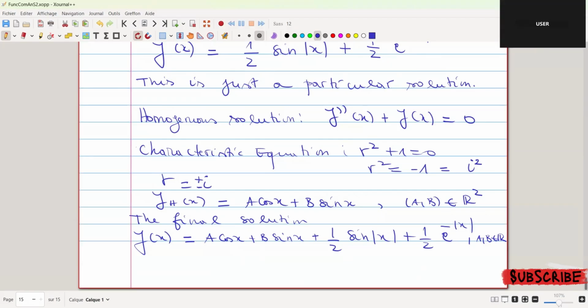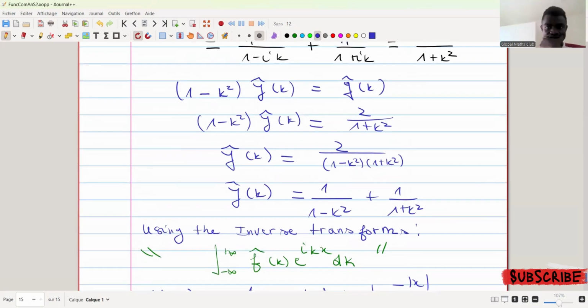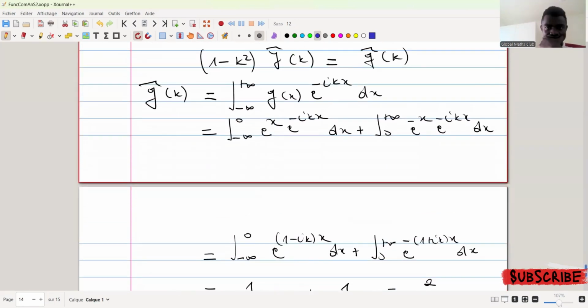I have a question. Yeah. So do we use the Fourier transform to find a particular solution only? Yes. Okay.